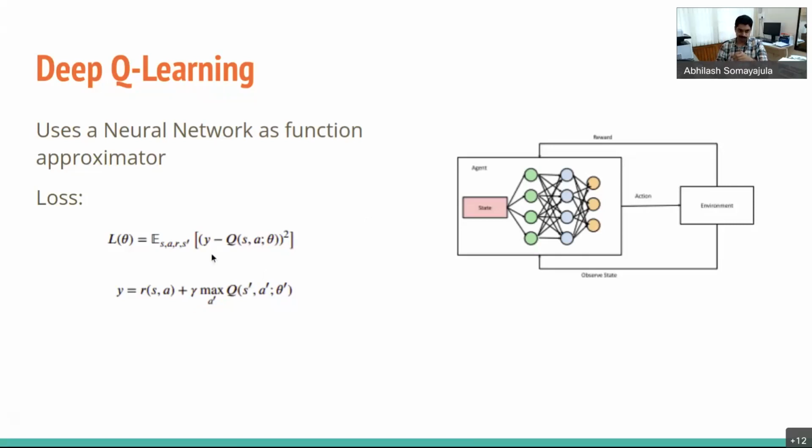So this term is called the temporal difference, and this is the loss, and the network is updated through gradient descent. So the obvious question one might have is, why do we need a target network? Why is it needed? So it helps attain convergence faster. So that is one thing.